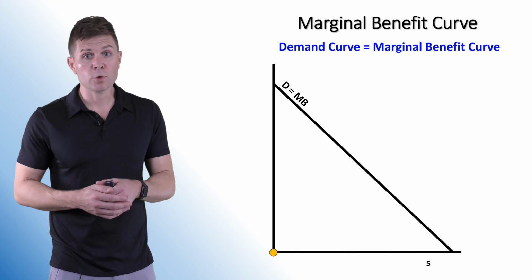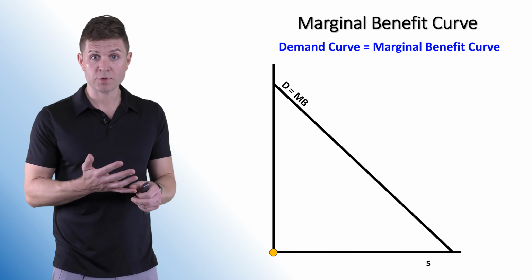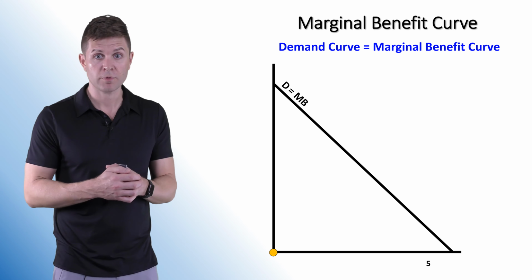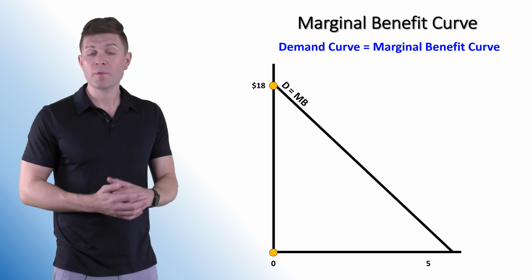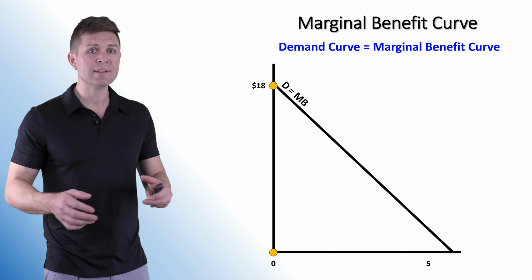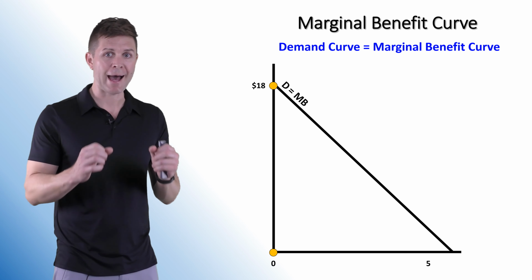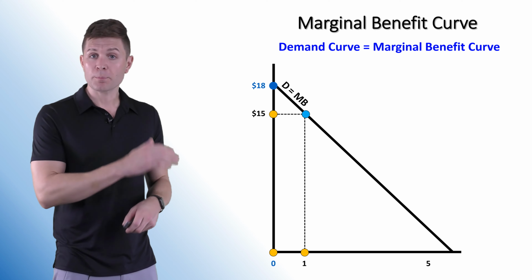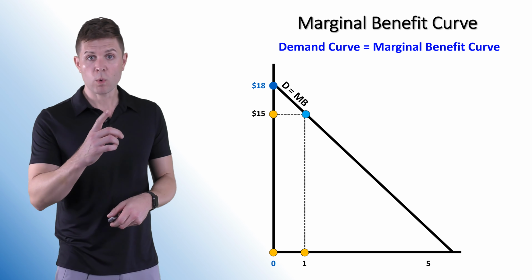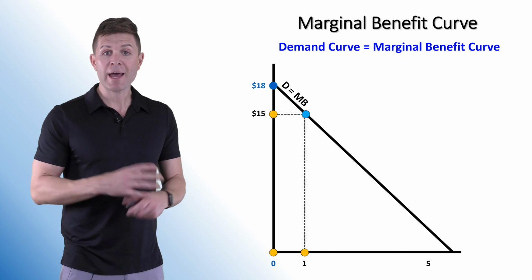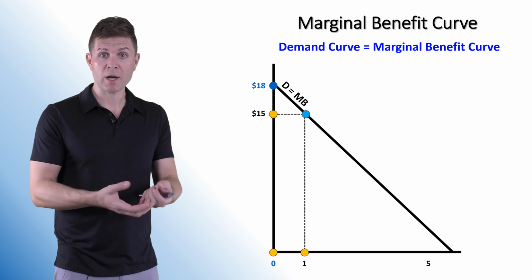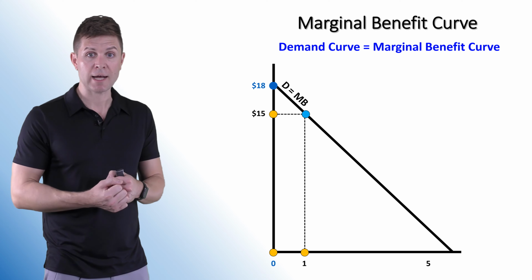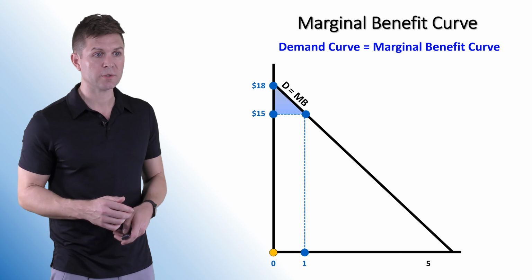Now to understand this fully, we have to assume that the demand curve is also the marginal benefit curve. And I'll explain why. So let's say at $18, 0 items are being sold. At $18, there's no consumer that's willing to buy this particular product. As the price drops down to $15, one consumer comes in and buys it. Now that consumer values it at $15. So his marginal benefit of receiving that good is $15. So as that price drops down, he's willing to buy it.